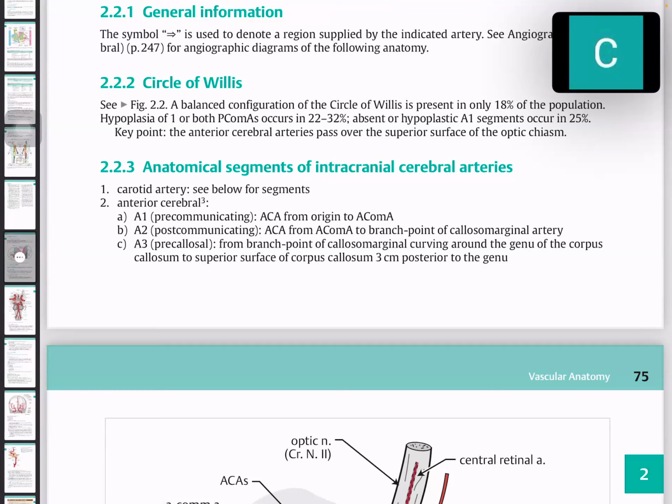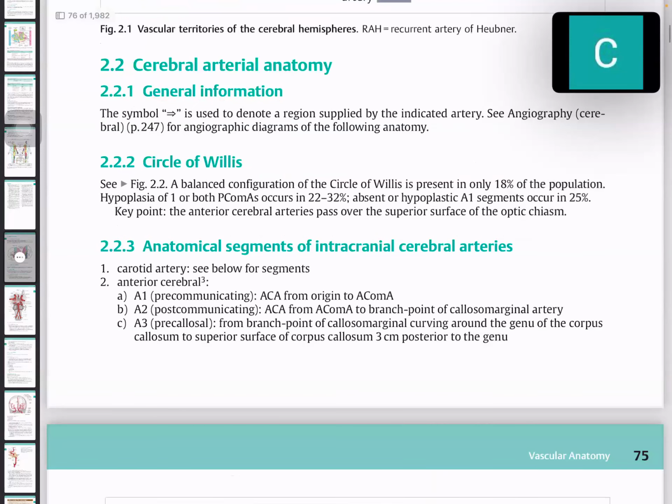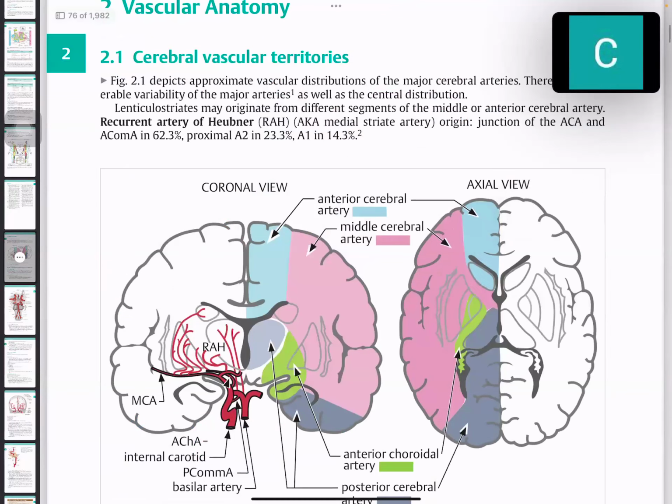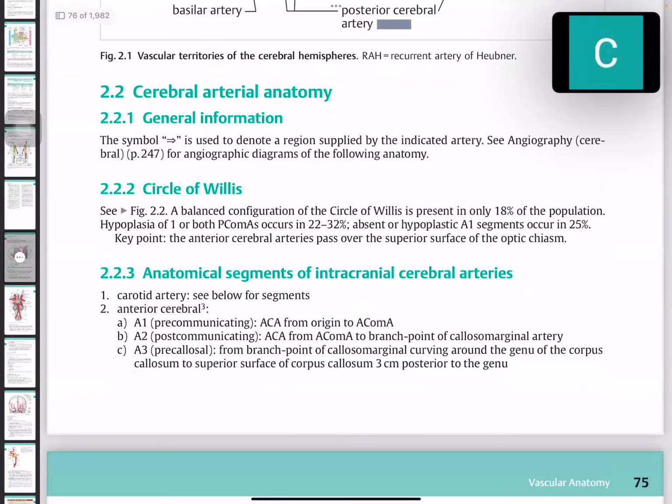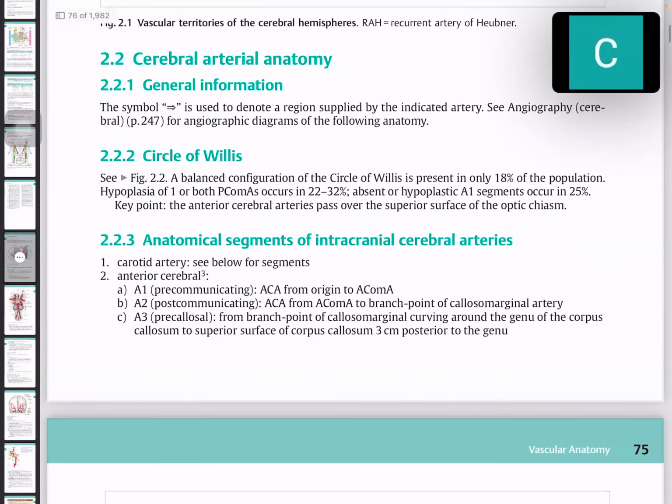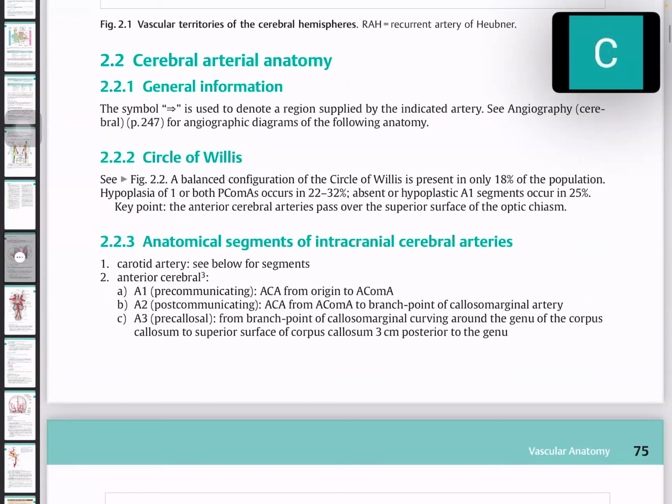Usually, the A1 segment will give out perforating arteries, amongst which the largest is the Heubner artery. I think we have it somewhere here. The Heubner artery is inconstant. It's not always at A1 that this artery comes from. It can also come from A2 sometimes, or at the junction between both of them. There are also some smaller perforating arteries, which pass through the anterior perforated substance to vascularize some inner structures such as the hypothalamus, part of the midbrain, and the diencephalon.